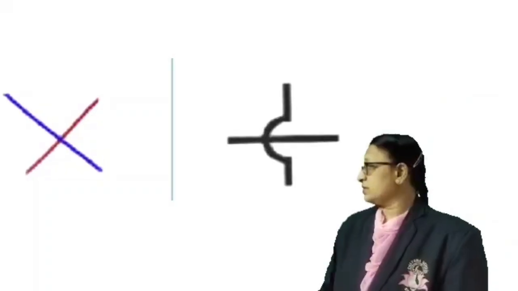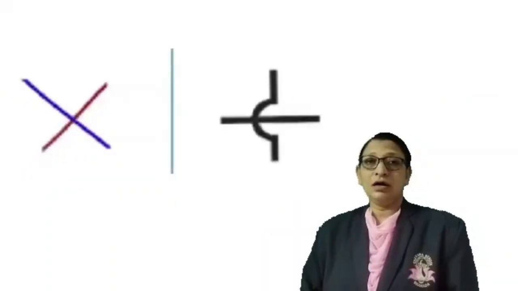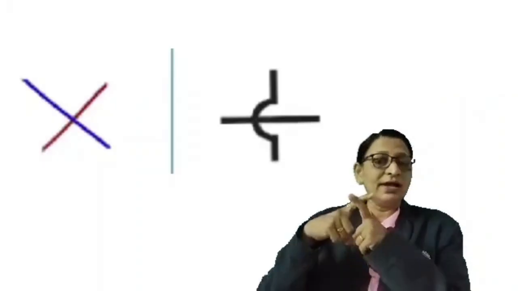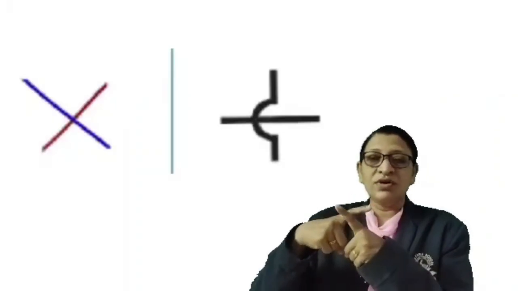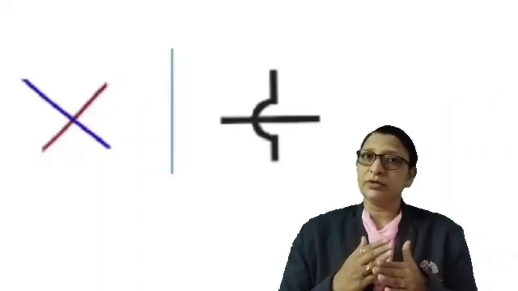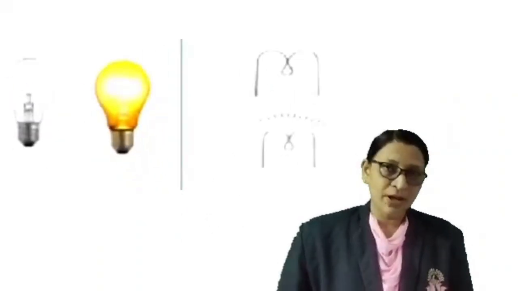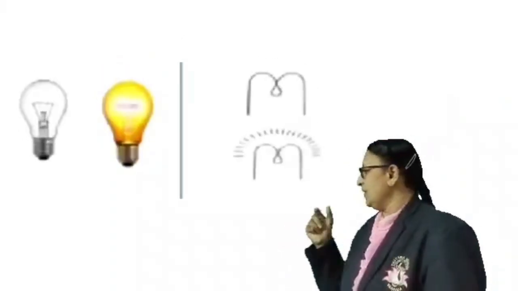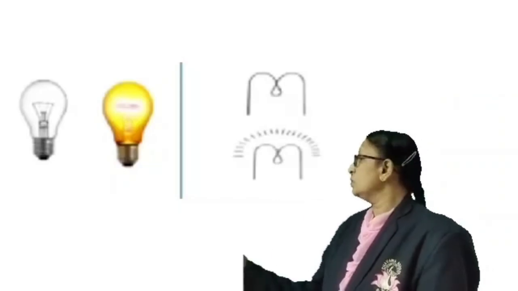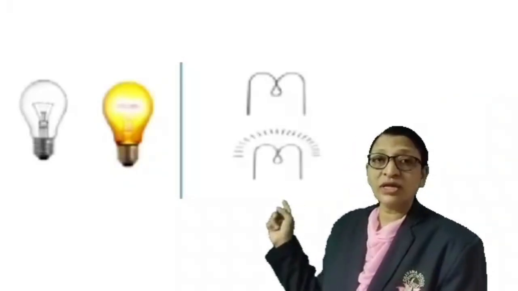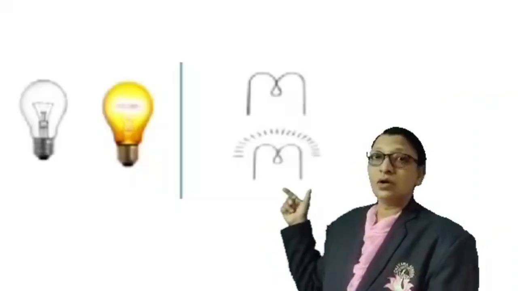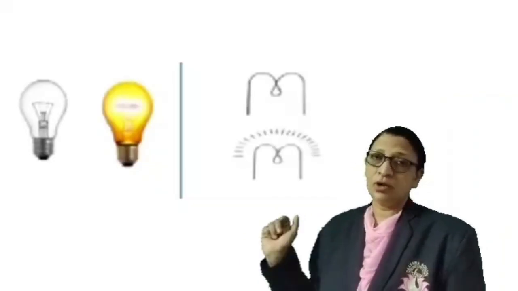Next is crossing wires. This denotes that two wires are passing over each other and are not connected to each other. Next is light bulb. A light bulb is a kind of resistance. It is used to check whether the current is flowing in the circuit or not. When current is flowing, the bulb glows, and when it is not flowing, it does not glow.